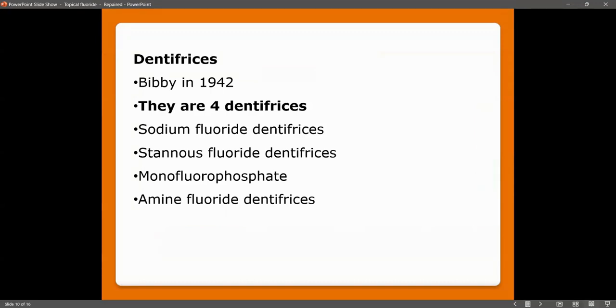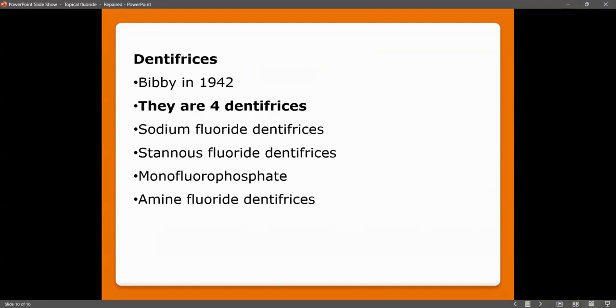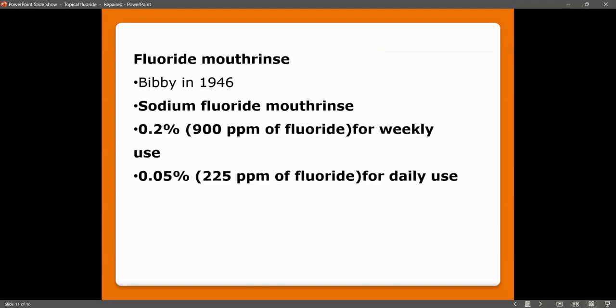Now, next coming to dentifrice. Remember, dentifrice has 4 types and it was given by Bibby in the year 1942. The 4 types are sodium fluoride dentifrice, stannous fluoride dentifrice, monofluorophosphate dentifrice, and amine fluoride dentifrice. Fluoride mouthwash was given by Bibby in the year 1946. What did I tell for fluoride dentifrice? It was Bibby in 1942. The same Bibby gave the mouth rinse in the year 1946.